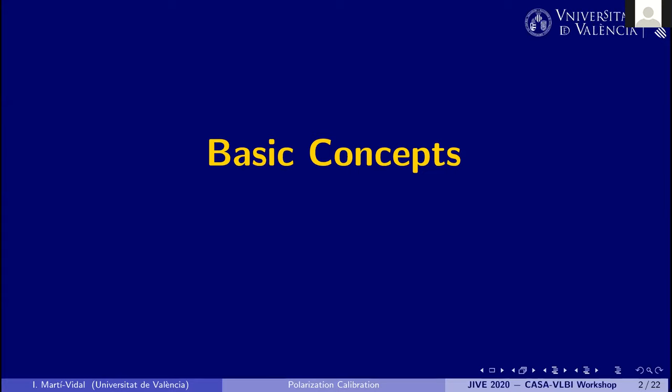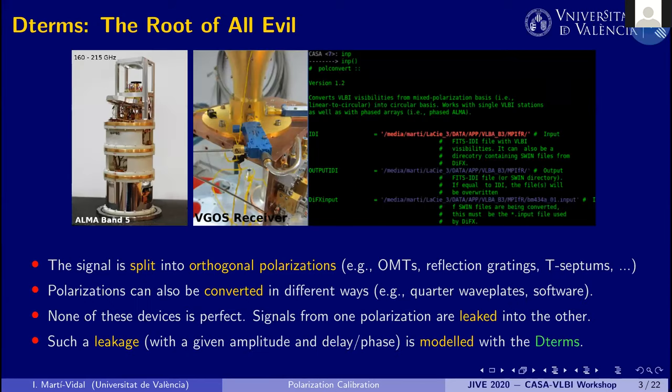Okay, so let's start from the beginning, some basic concepts. I think the most important concept to understand polarimetry in interferometry and in VLBI in particular is what we call the instrumental polarization. Because in our data, we have the combination of two things, well, as always, but in polarimetry, it's especially troublesome. You will see why. The case of the instrumental polarization, which is modeled by the D terms.